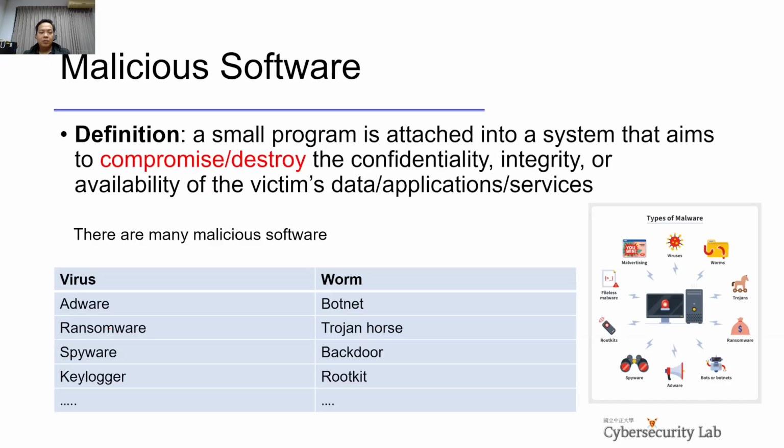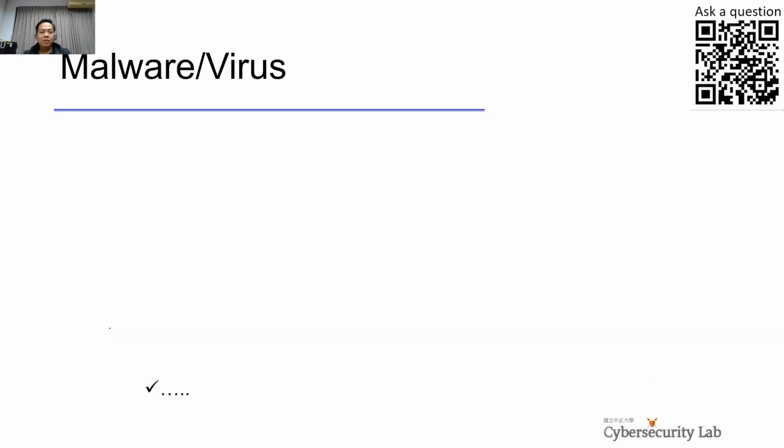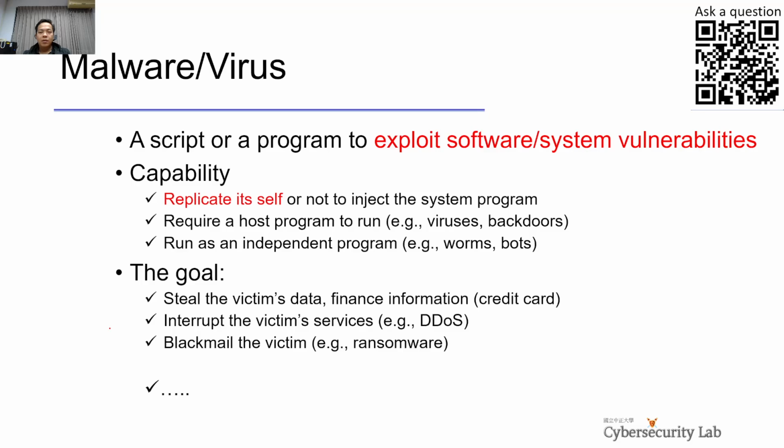We have the ransomware, spyware, keylogger. So what's different between these kinds of programs? About the definition of malware and virus, you can check the slide. The fundamental part is that malware is a kind of script or small program that tries to exploit a vulnerability and clone itself, and it has three capabilities: it can replace itself, steal the victim's data, interrupt the victim's service, or blackmail the victim.